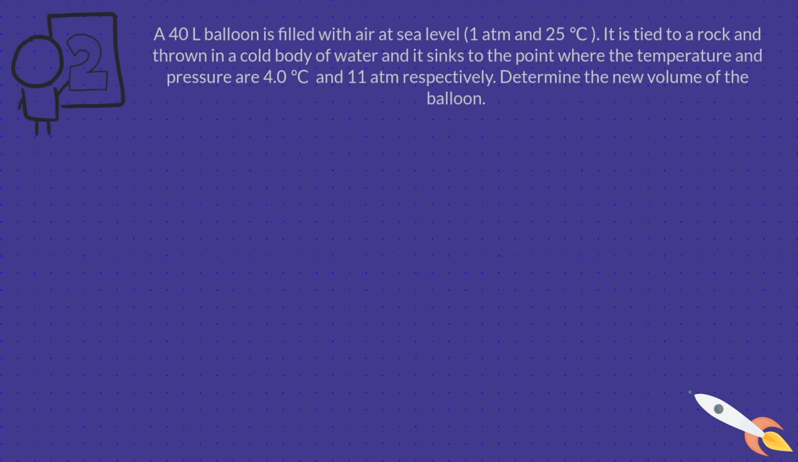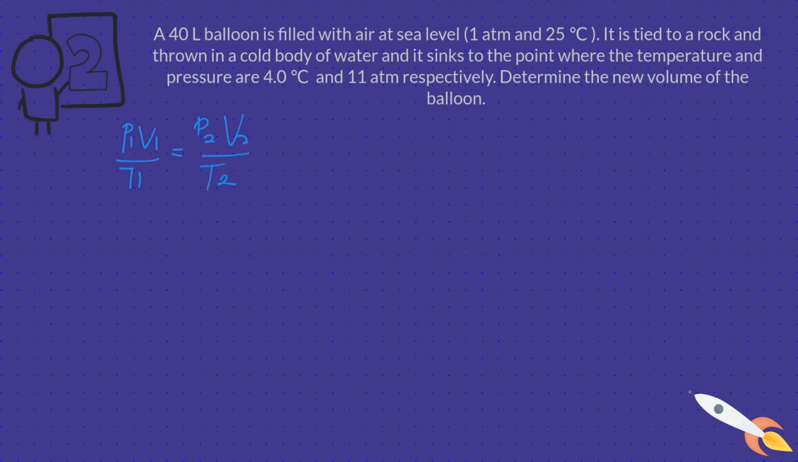A 40-liter balloon is filled with air at sea level where the pressure and the temperature is 1 atm and 25 degrees Celsius respectively. It is tied to a rock and thrown in a cold body of water and it sinks to the point where the temperature and the pressure are 4 degrees Celsius and 11 atm respectively. Determine the new volume of the balloon. So from this question, it is clear that you need to use the combined gas law whereby the formula is P1 V1 over T1 is equivalent to P2 V2 over T2.